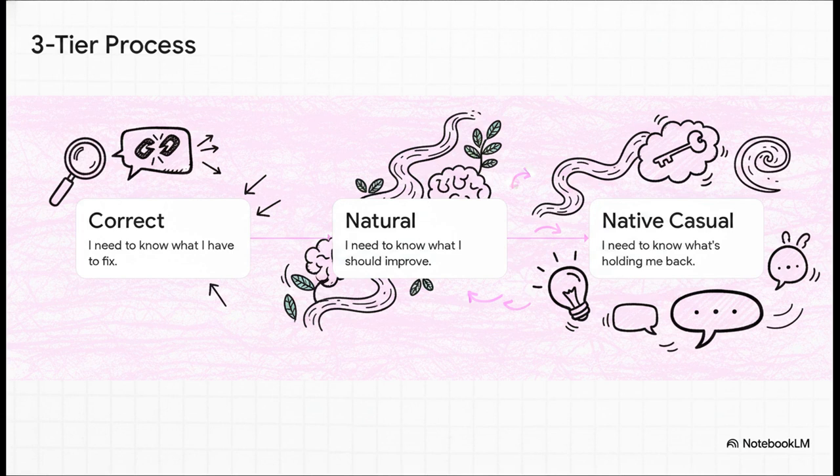Step 1 is what you might naturally say: "I need to know what I have to fix in my speaking." Right, it's grammatically correct. Step 2 pushes it to be more natural: "I need to know what I should improve in my spoken English." Better. But step 3 is where you finally unlock that C2 idiomatic flexibility, the native casual version: "I need to know what's holding my speaking back." By forcing your brain through these 3 steps every single day, you're actively rewiring your language habits away from translation and directly toward native intuition.